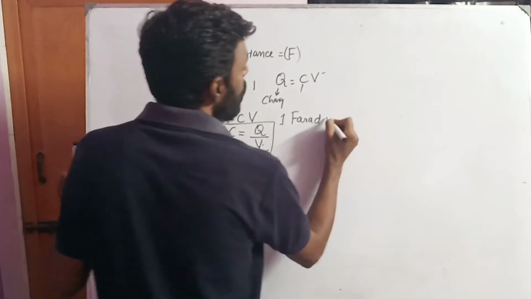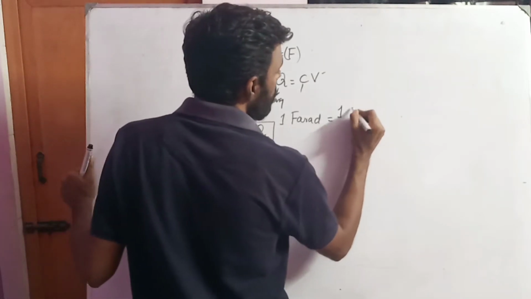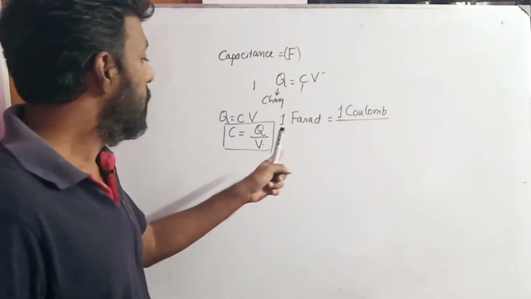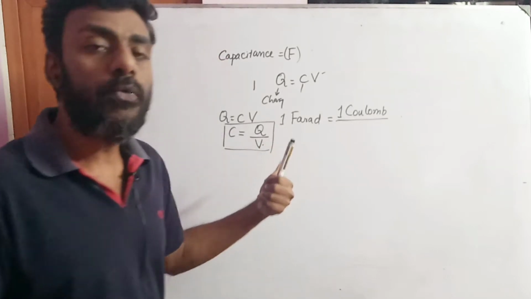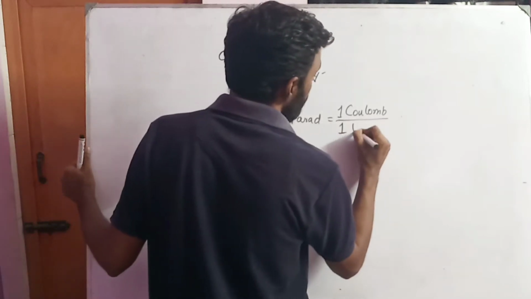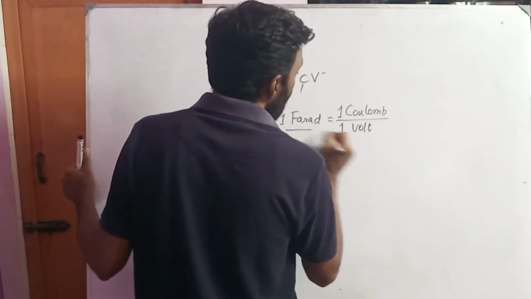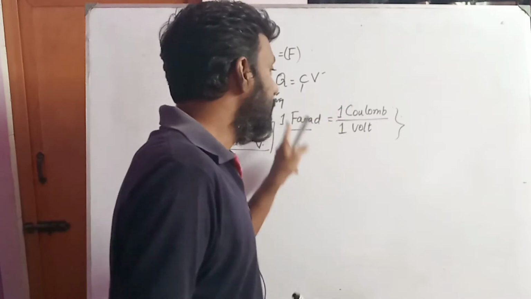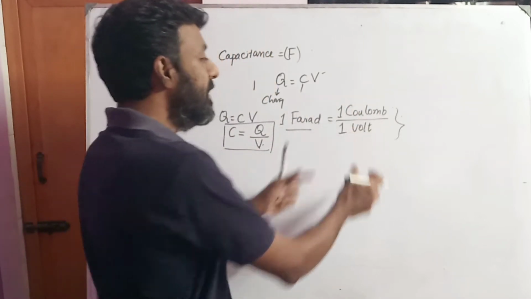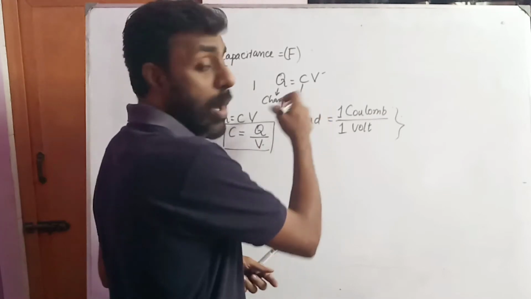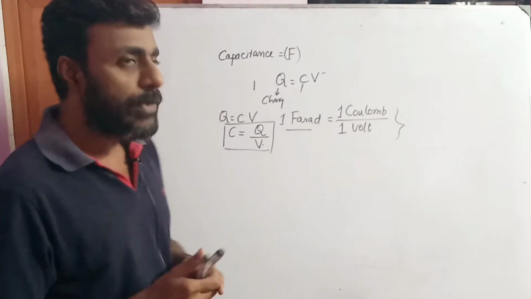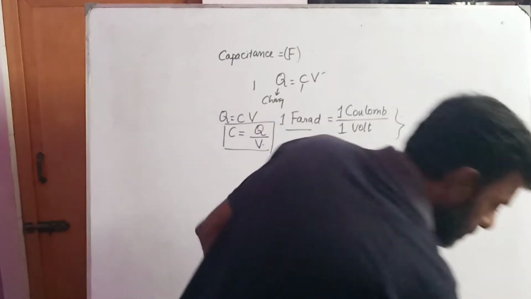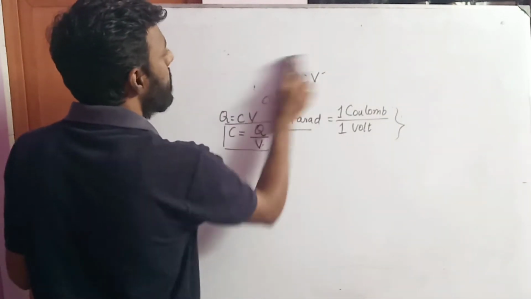The unit of charge is coulombs, 1 coulomb, divided by the unit of voltage, which is volts, 1 volt. Therefore 1 farad is equal to 1 coulomb by 1 volt. So 1 coulomb by 1 volt is the exact equivalent of 1 farad. Now we are going to see the capacitance of an isolated sphere. Let's get started with this one.